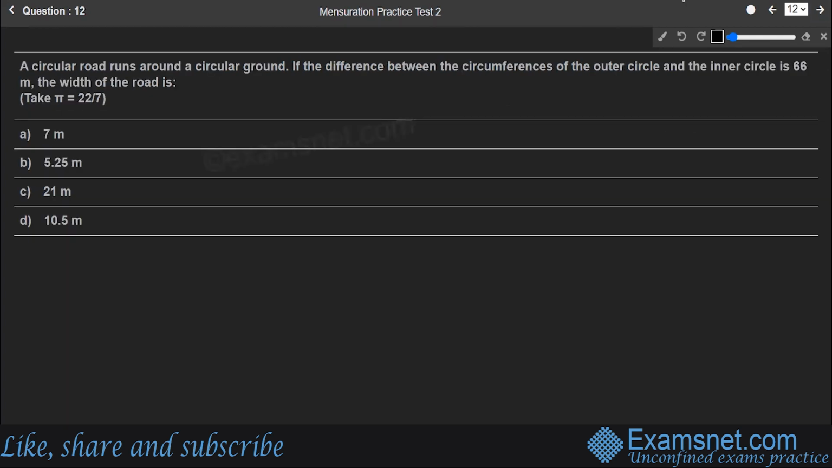Then he says a circular road runs around a circular ground. If the difference between the circumference of the outer circle and the inner circle is 66 meter, the width of the road is. This is what we are supposed to find out.